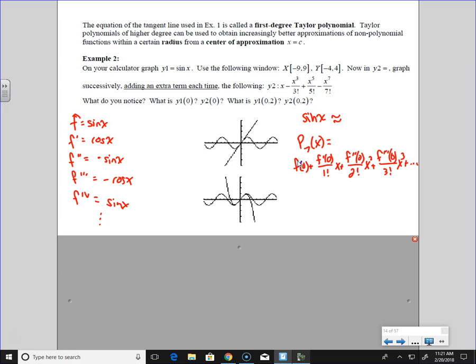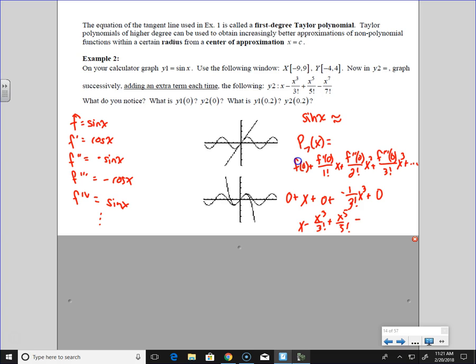So what's sine of 0? 0. What's cosine of 0? 1. What's 1 over 1 factorial? 1 times x. Plus, what's negative sine of 0? 0, it doesn't matter. Negative cosine of 0 is -1, all over 3 factorial, which is 6, times x cubed. Plus 0. You see the pattern? The signs alternate, and you only have the odd degrees because every other term is based on sine of 0, which is always 0. That's how we get x minus x cubed over 3 factorial plus x to the 5th over 5 factorial.